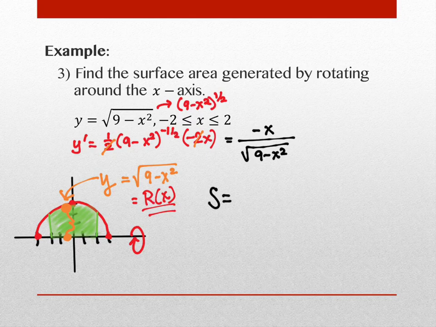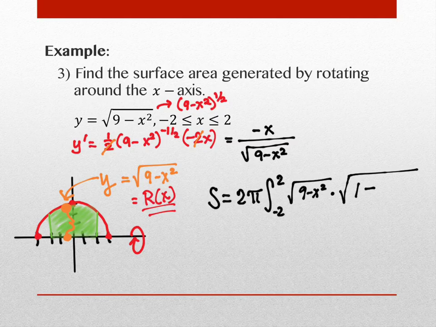Okay, so let's try and set up our surface of revolution. It is a capital S. It is 2 pi. The integral along the x-axis goes from -2 to 2. It's supposed to be the radius, which is the square root of 9 minus x squared. We already established that. And then this is times the square root of 1 plus the derivative, which was -x over the square root of 9 minus x squared, dx.